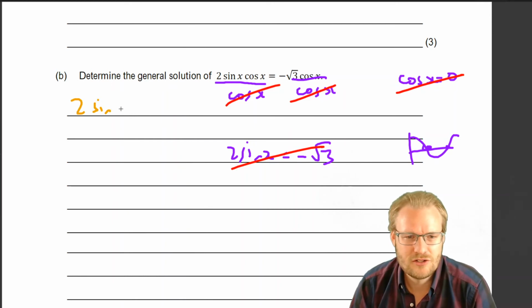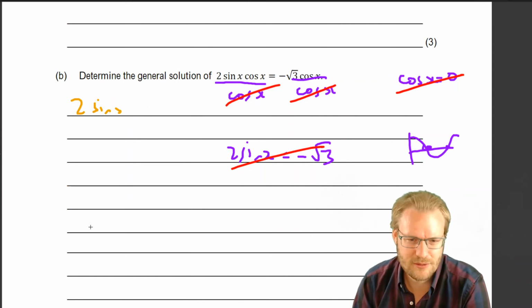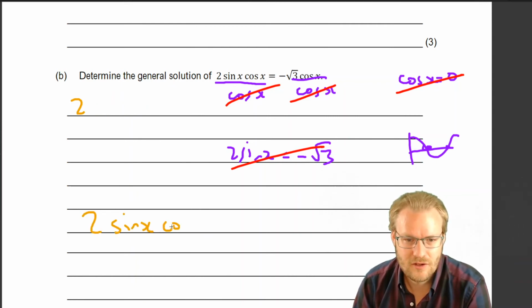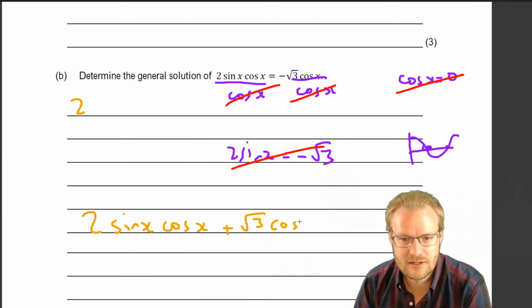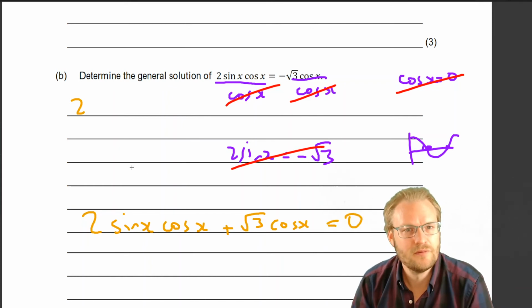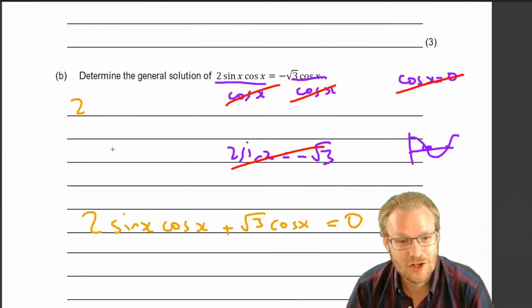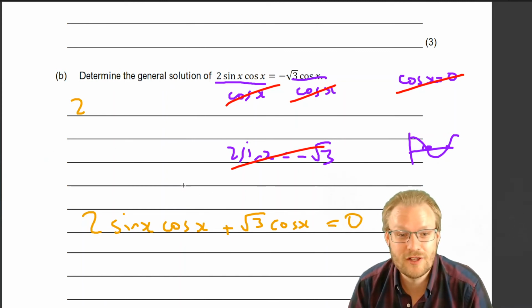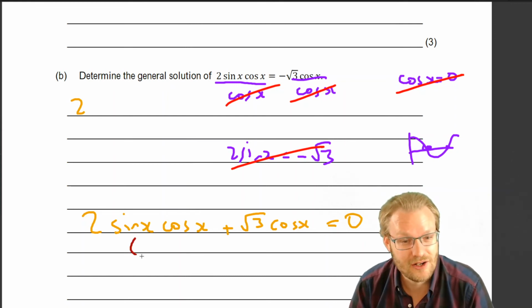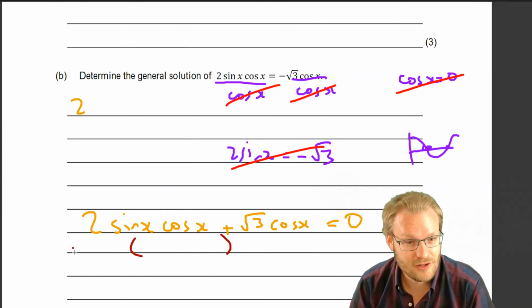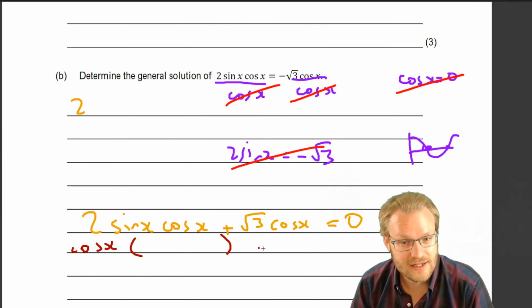So we got 2 sine x cos x, let's write this a bit neater, I'm rushing here. 2 sine x cos x plus root 3 cos x equals 0. I keep going on, and I love the idea of terms. We've got 2 terms. Wouldn't it be beautiful if we could turn this into 1 term equals 0? We can take out a common factor of cos x, that equals 0.